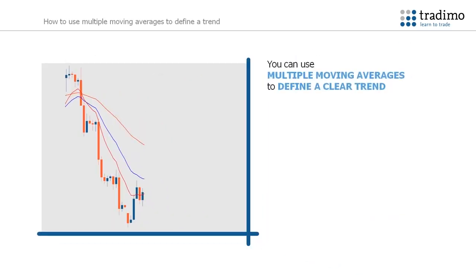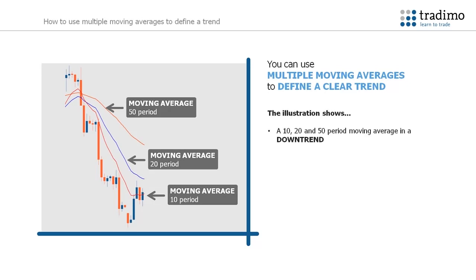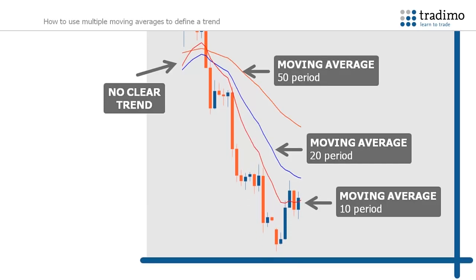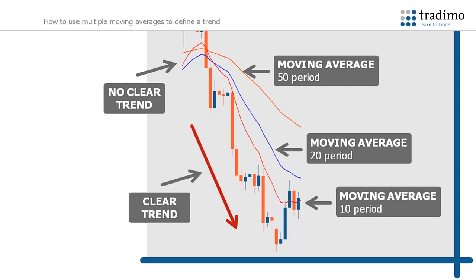You can use multiple moving averages to define a trend direction. You can see in the chart that there are 3 moving averages: a 10, a 20, and a 50-period moving average. When there is no prevailing trend, the moving averages are intertwined, as you can see at the beginning of the chart. As the market enters into a downtrend, the moving averages cross over and align in order of the periods. This is displayed in the later part of the chart. The 10-period moving average is closest to the price, followed by the 20 and then the 50-period moving average. This is an easy way to indicate that the trend has been established.